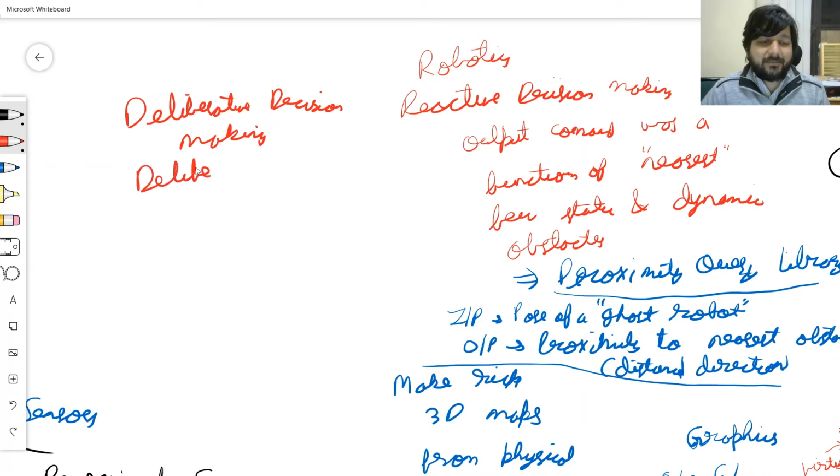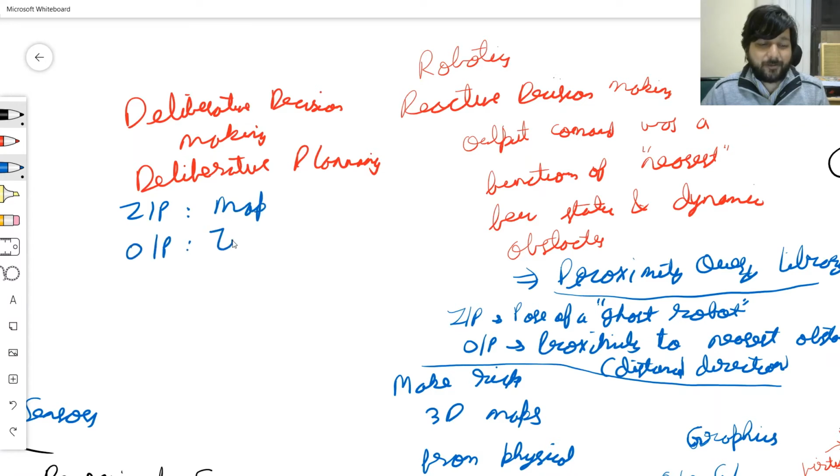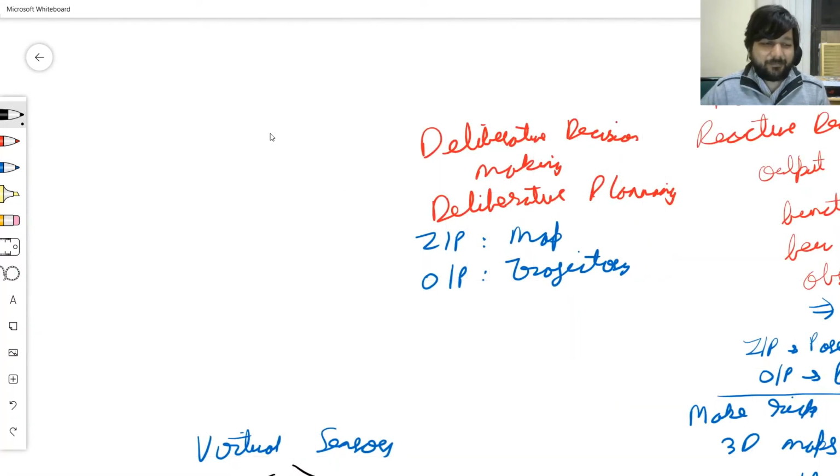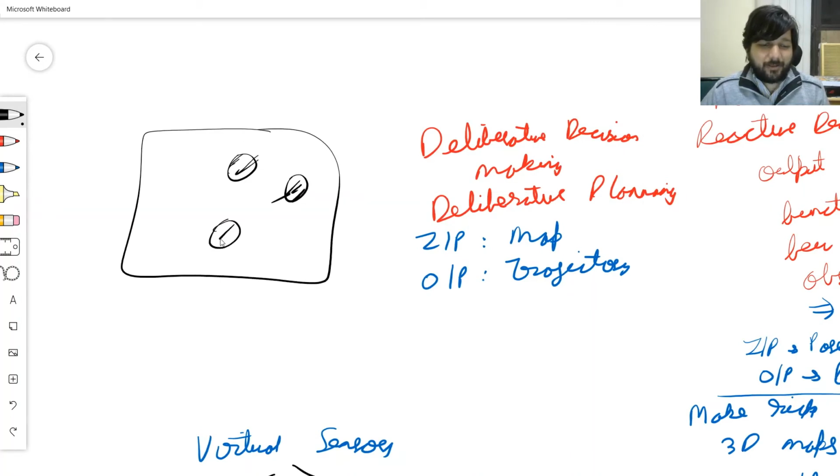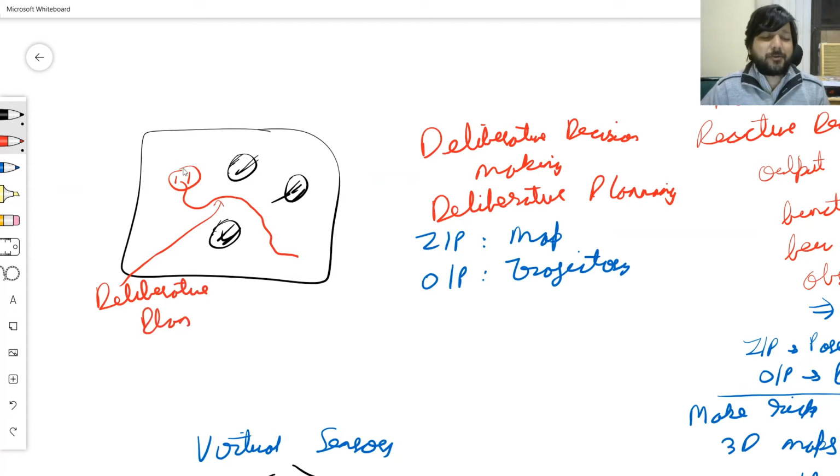or deliberative planning. There, my input was a map and my output was a trajectory. And more or less, this is how it simplified as a problem. So these are the obstacles, and this is my robot, and this is my trajectory. So what do I say? I say that this is my deliberative plan. So I make a ghost robot travel this. If the ghost robot doesn't collide and if the ghost robot's output is good, then I accept this as a trajectory. If the ghost robot collides or the ghost robot's output is not good, then I try to mend this trajectory using different algorithms.